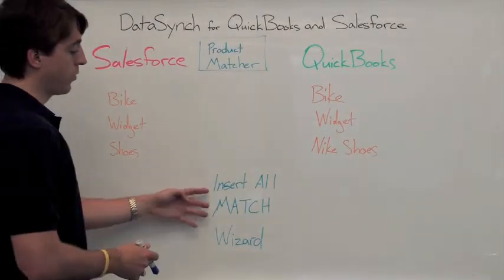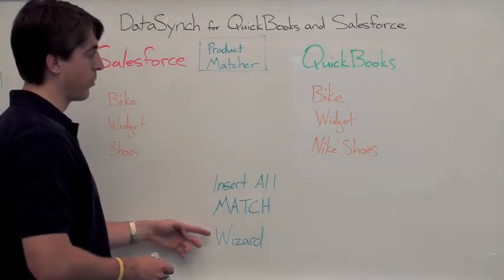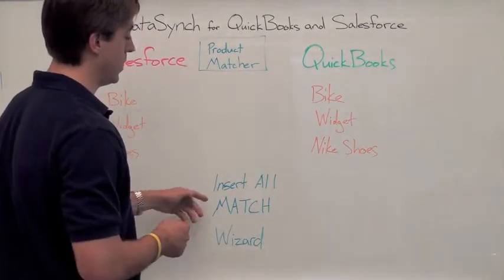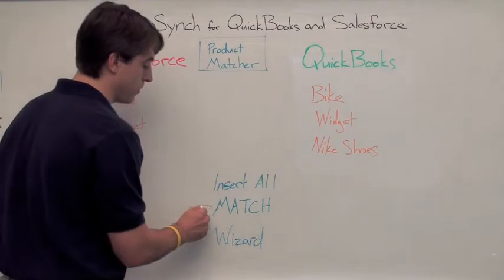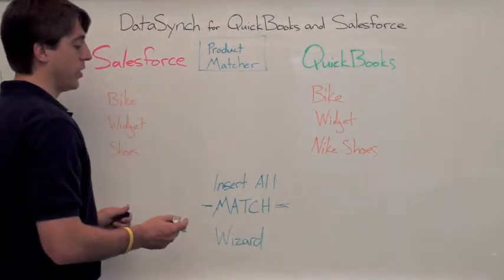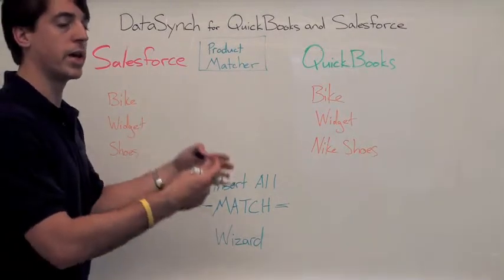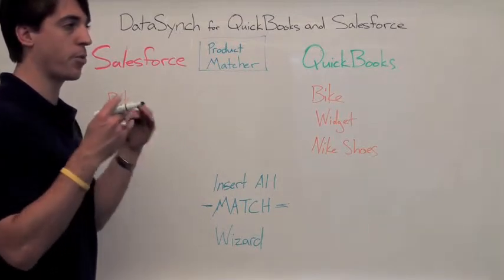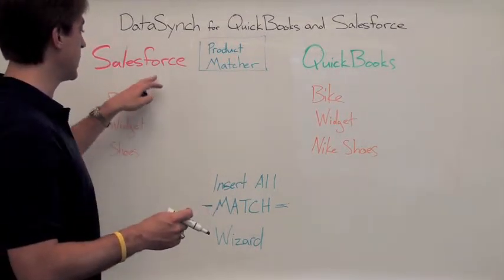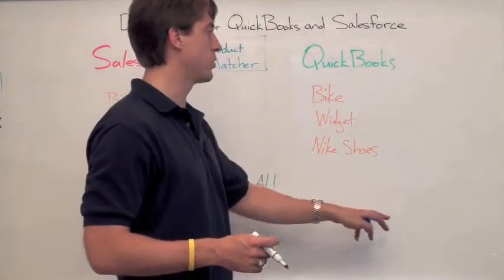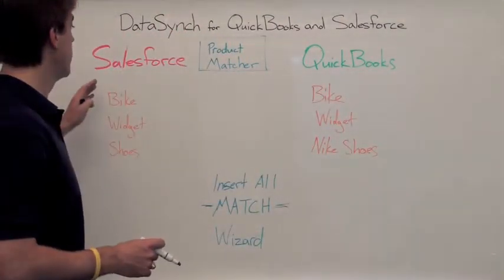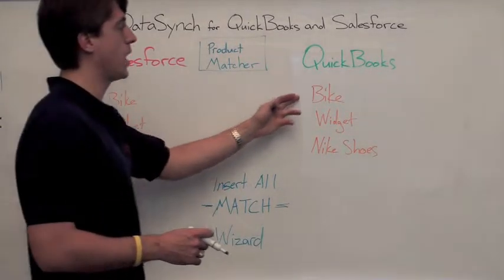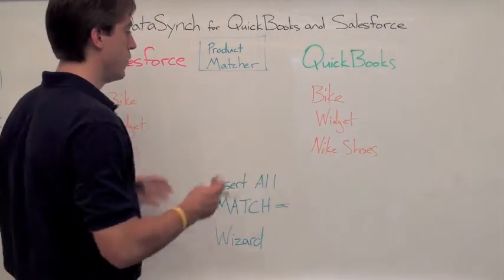So we have three different types of product matching: insert all, match, and then the wizard. I'm going to explain to you how these work. The match I'm going to start with is, once you install DataSynch, you run the account matcher, and then you have to actually get the products synced up. So you run the product matcher. This is for existing Salesforce users and existing QuickBooks users. So you've had QuickBooks, you've had Salesforce. You've got some products over here in Salesforce, and you've got some products in QuickBooks. You want to match them up.